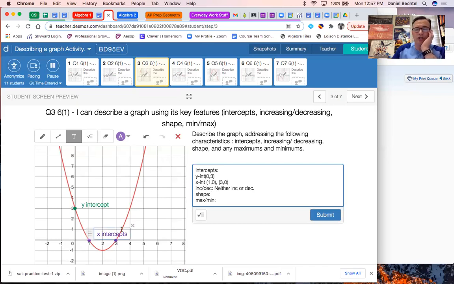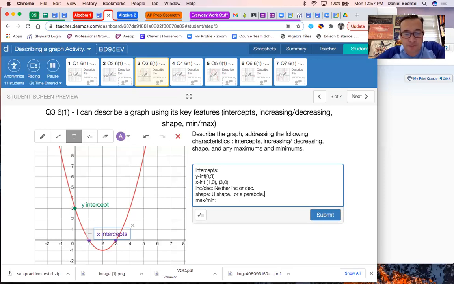Actually, Uzziah, you did it. You called it a U shape. You can call it a U shape. Does anybody know what the name of it is? I'll be impressed if you do. Starts with a P. P-A-R-A-B-O-L-A. Parabola. That is what it is called.